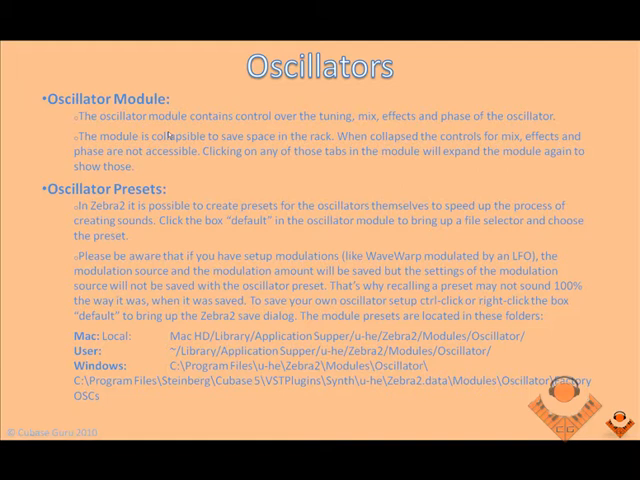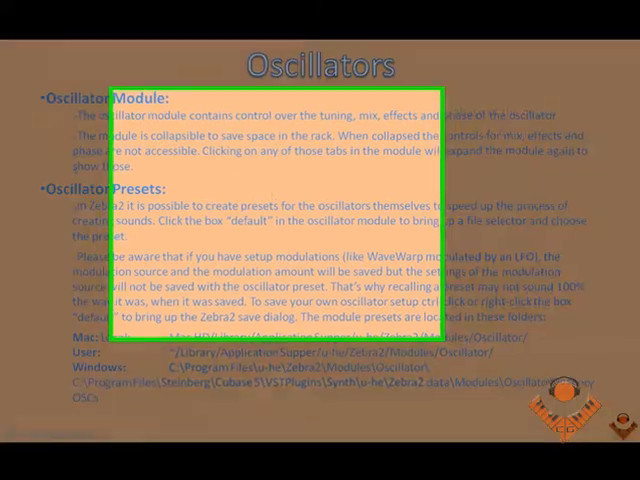Okay, the oscillator module itself. We know what that is. It's the oscillator that comes up in Zebra 2. It has the tuning, the mix effects and the phase sections. One thing you may not know is that it's collapsible. You can actually collapse it to save space. I'll show you that now.